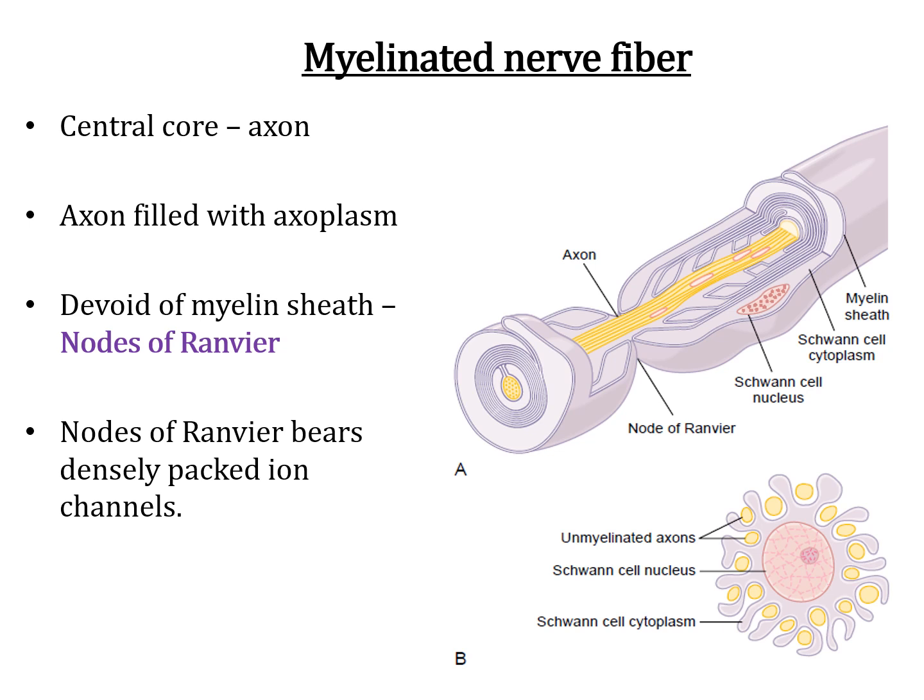You can see the Schwann cells inside the myelin sheath. So here this is the myelin sheath and we can see the cytoplasm of the myelin sheath. So the Schwann cells, and then this is the Schwann cell nucleus. Here is the node of Ranvier. So here nodes of Ranvier bear densely packed ion channels. Let's discuss the importance of the nodes of Ranvier in detail.